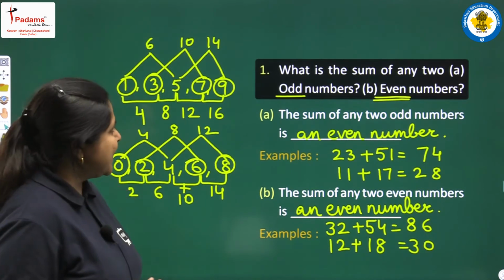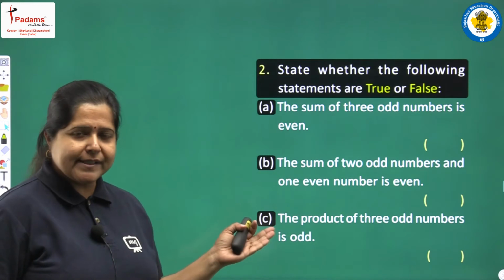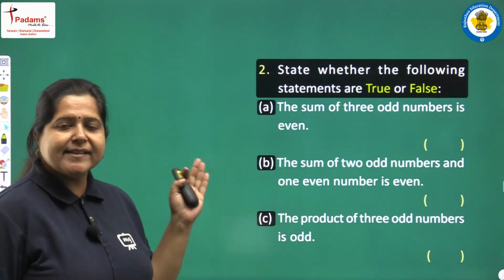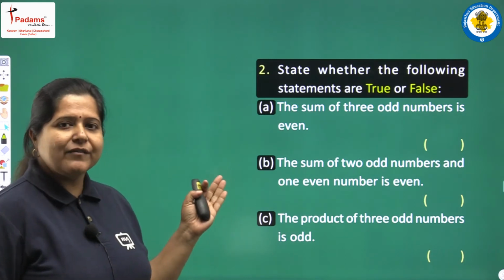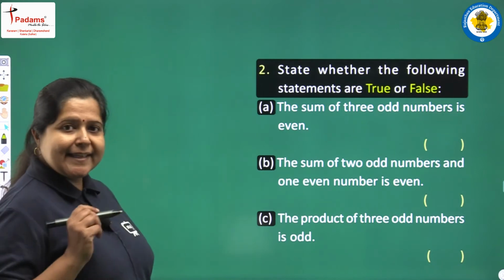Then we take up the second question. State whether the following statements are true or false. We will read the statements and then we have to examine whether it is a true statement or a false statement. So the sum of three odd numbers is even.